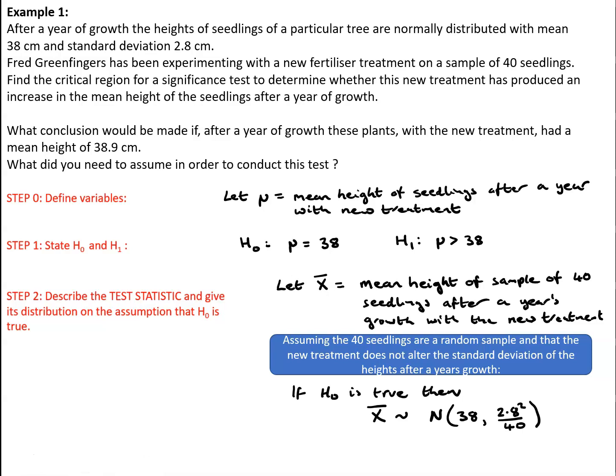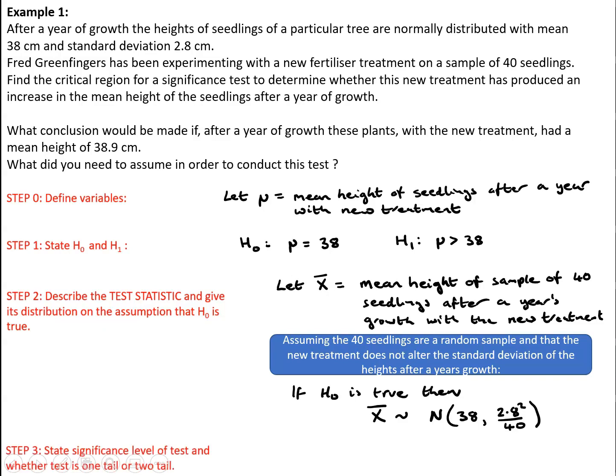Okay, so that is x bar is normally distributed with a mean of mu and a variance of sigma squared over n. So if the assumptions in the blue box are true, and if the null hypothesis is valid, then we've got x bar is normally distributed with a mean of 38 and a variance of 2.8 squared over 40.